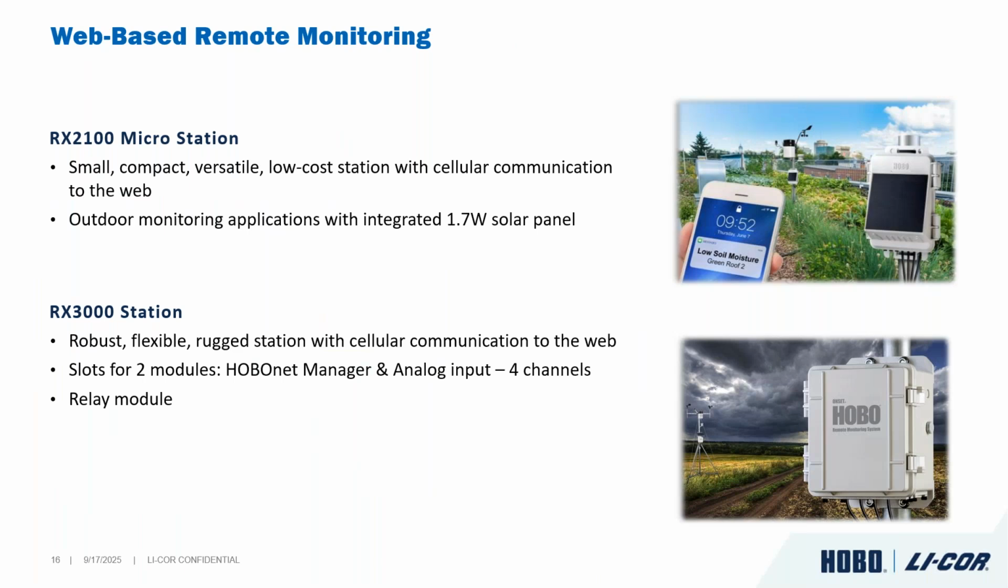Moving on, we have the RX3000 station, very similar to the RX2100 I just spoke about. It is very robust, maybe a little bit more flexible, certainly a rugged station, and again, also communicates via cellular to a web-based platform. This station specifically is going to offer slots for 2 modules of your choosing. We have something like the HOBOnet Manager, which allows you to connect to those HOBOnet wireless sensors. Or you have something like the analog input for channels for your third-party sensors, and a relay module.